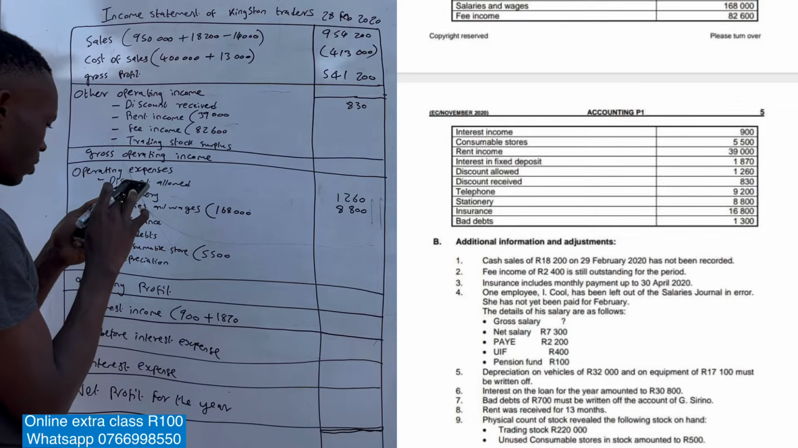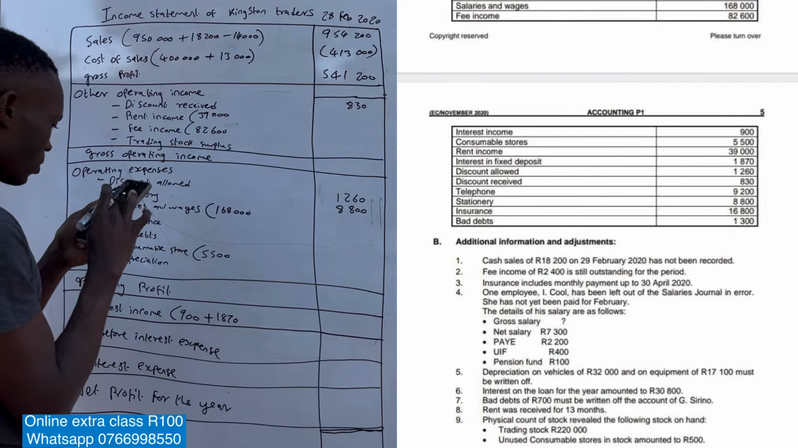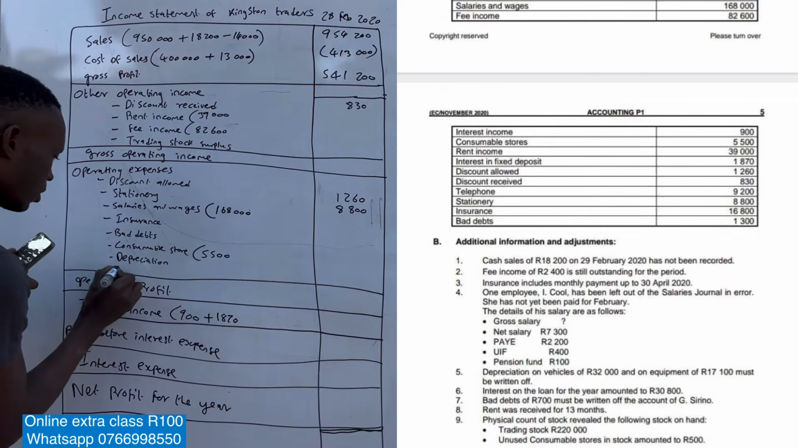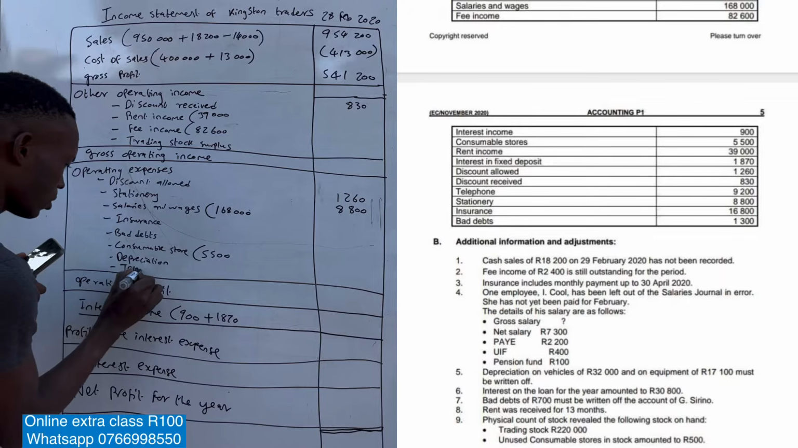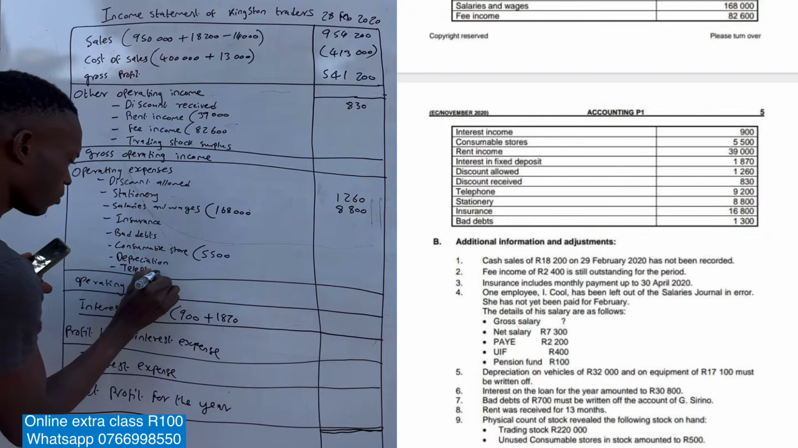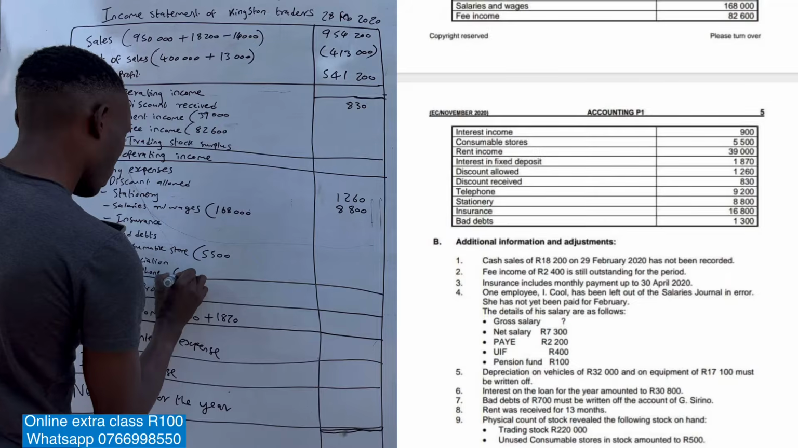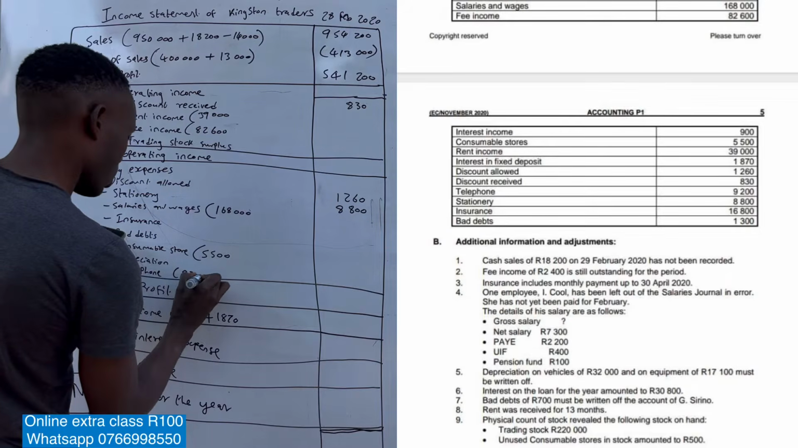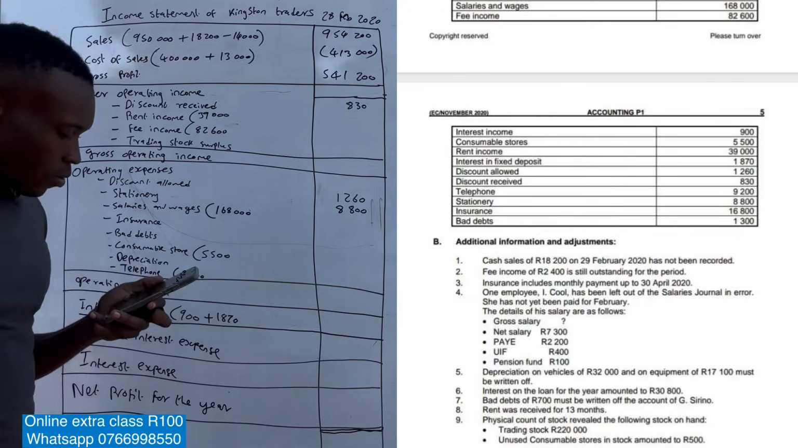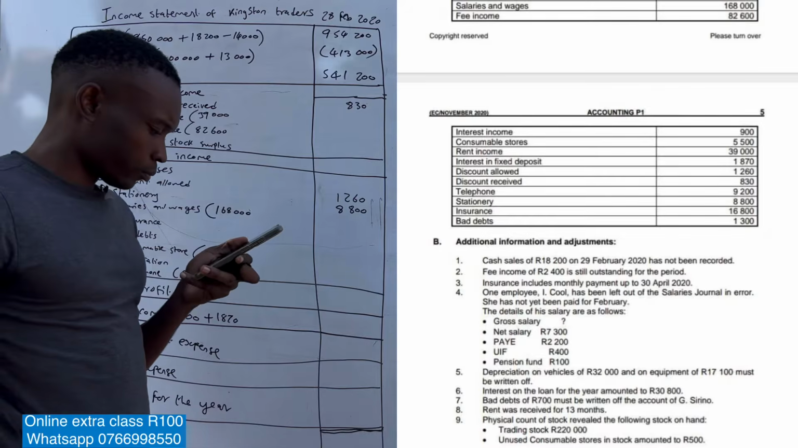Where is telephone? Telephone is 9,200 under expense. Telephone, we open and you see 9,200. Okay, and the next one, stationery.